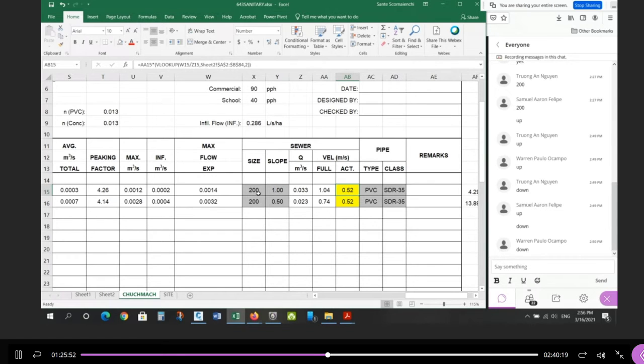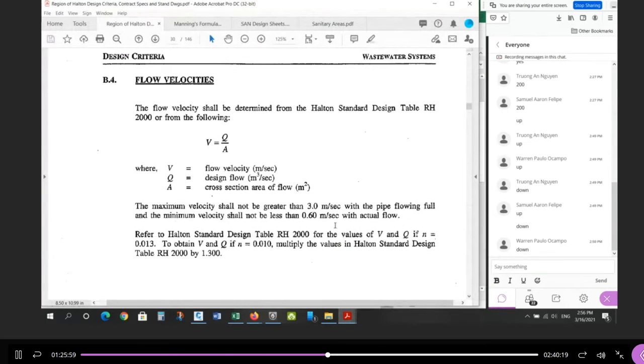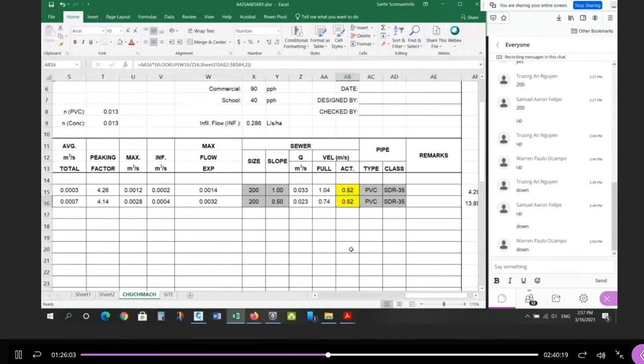So don't worry about the minimum requirement. You should know about it. It could be on the quiz. You should know this value and where it comes from, Section B4. You should know that that's the minimum velocity, but in practice, it's very difficult to achieve.